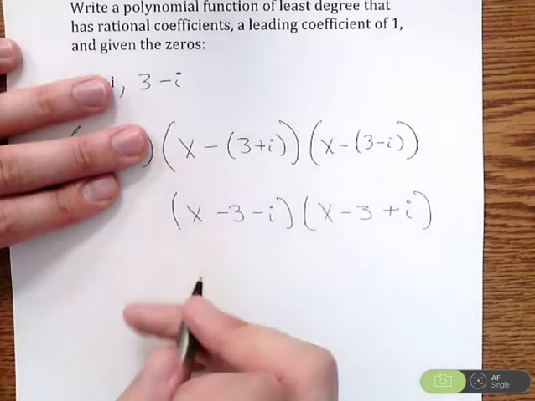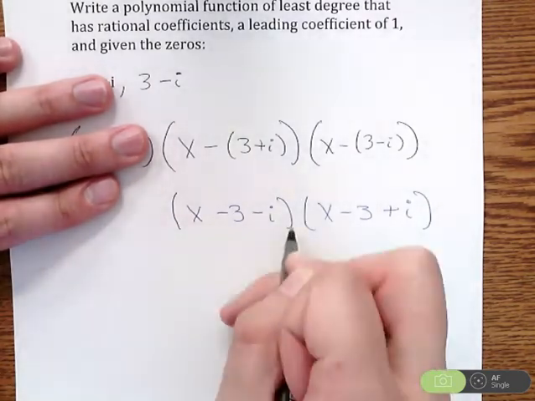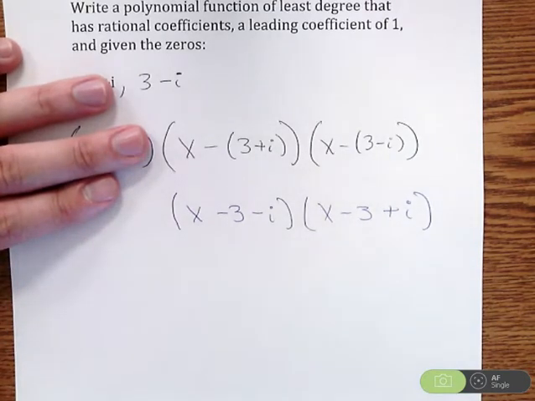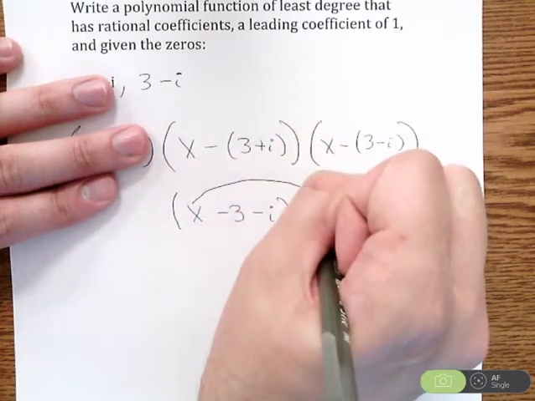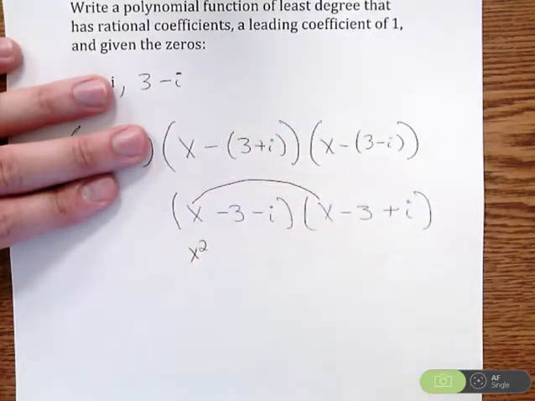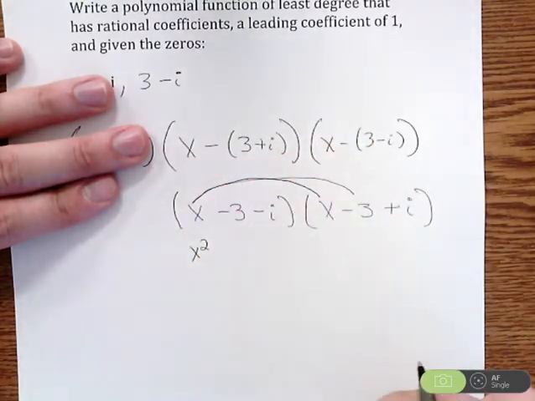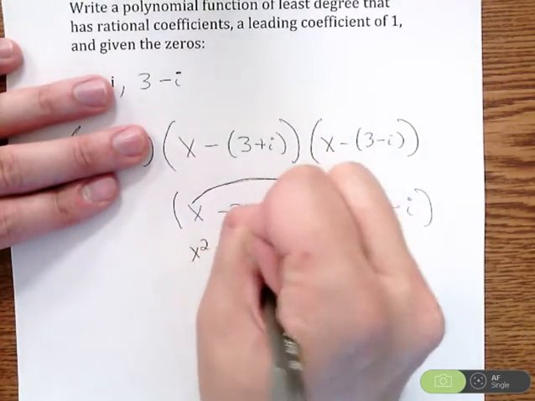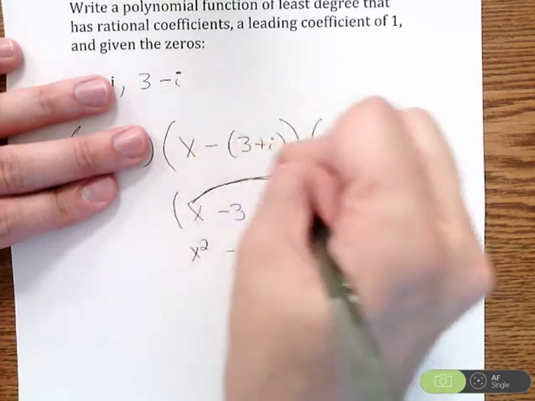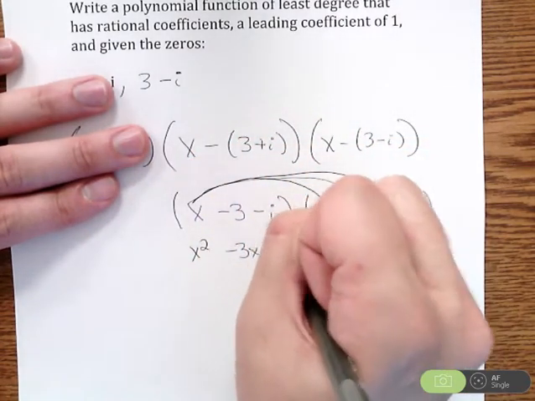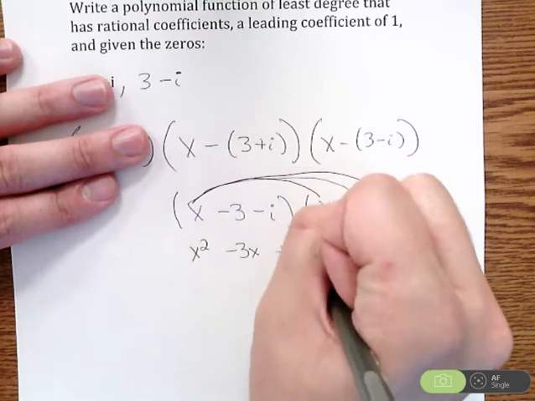I'm going to start with the x. And I'm going to line up like terms vertically, so it makes it easier when all this multiplication is done to combine like terms. So x times x is x squared. x times -3 is -3x. And then x times a positive i is just a positive xi.